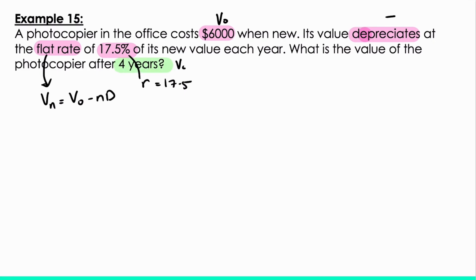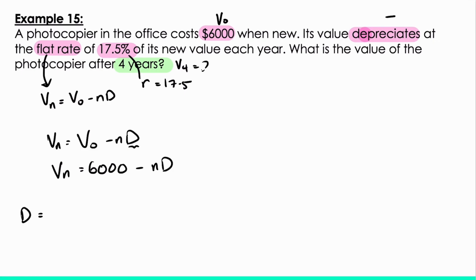I'm looking for V4. In order to figure this question out, we first need to write out the rule. I know that V0 is 6,000 and I need D. So we can just write ND and then do something on the side to be able to find it. D is equal to, remember, R over 100 times V0. That'll be 17.5 on 100 times 6,000.